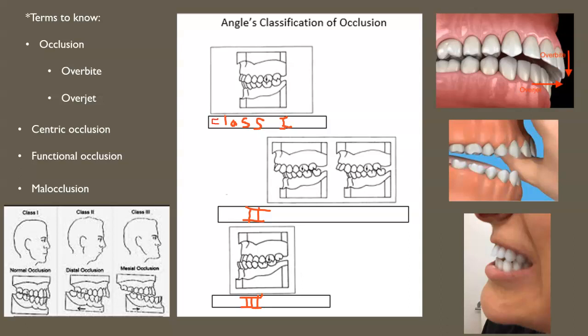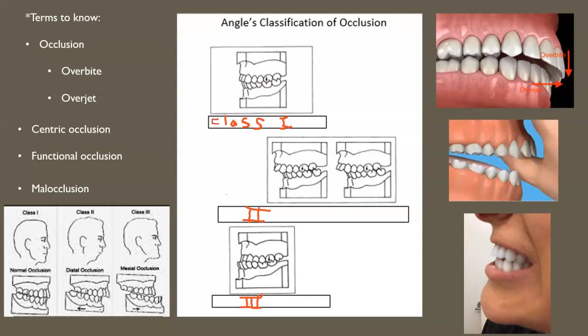So class 3, and this is known as prognathic. This was retrognathic. This is prognathic, meaning pro, forward. So the mandible is protruded more forward in relationship to the maxillary. This class 3 almost gives like a bulldog appearance.